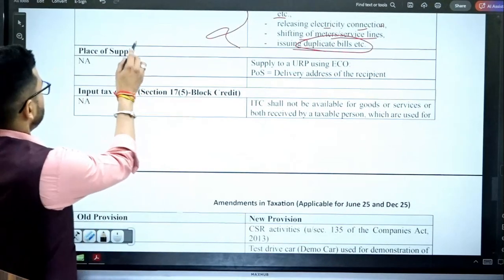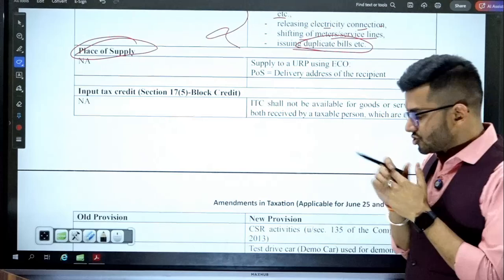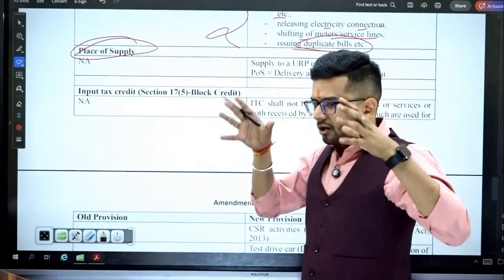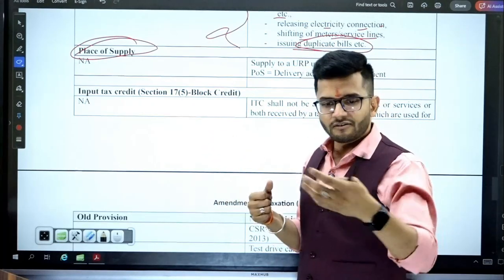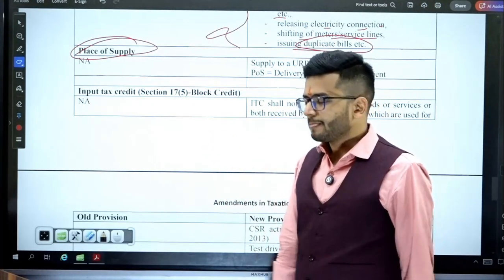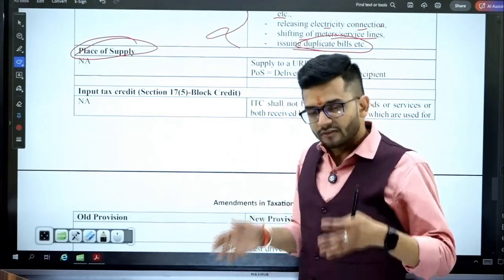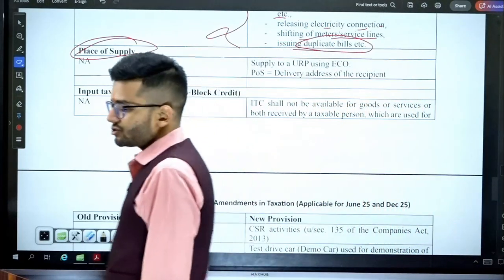All right, place of supply. Yes, another addition in place of supply definition. So as you are aware, if a retail outlet is supplying to an unregistered person, right? Then if address is there of that unregistered person, that should be the place of supply. If address is not there with the retail vendor, then the location of the retail vendor should be the place of supply. That is the golden rule which we always used to follow.